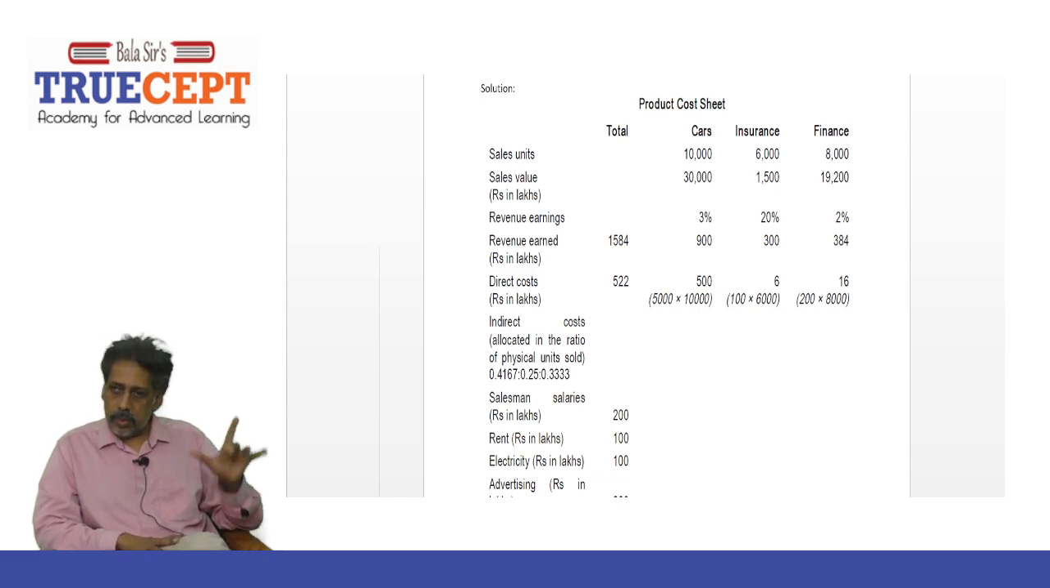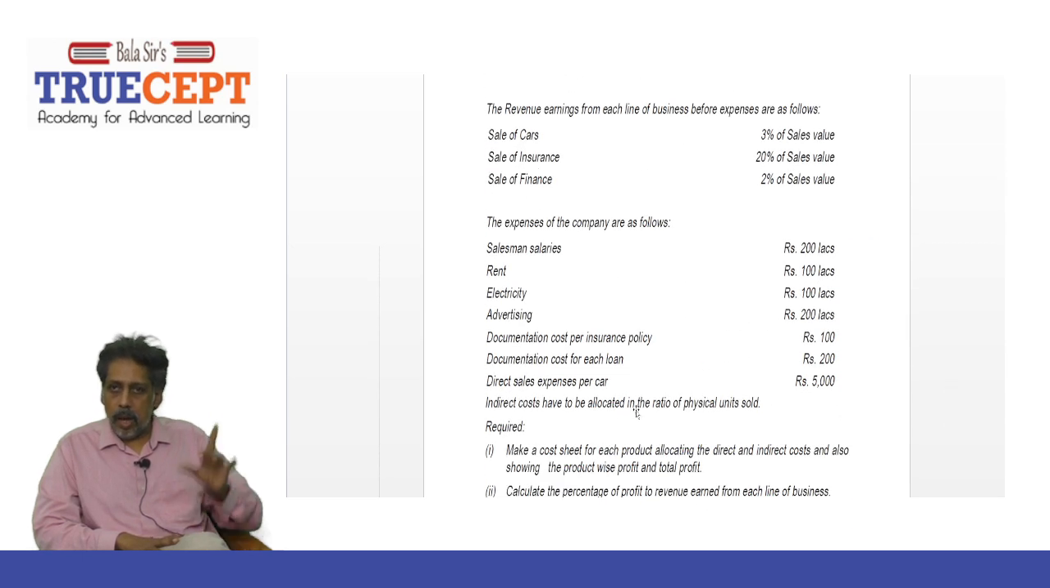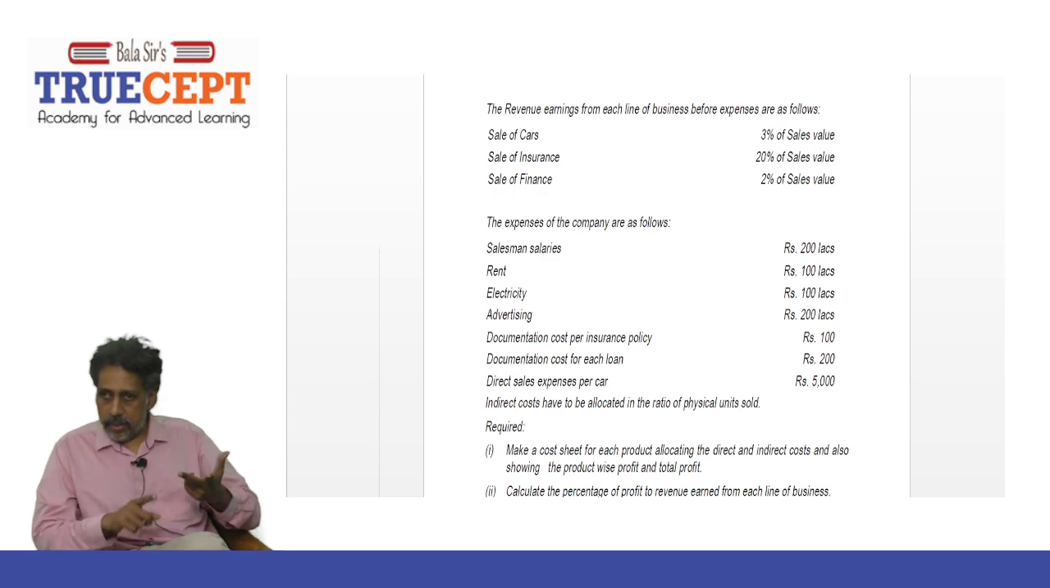Got it? Yes, sir. Next, less direct cost. 500 for car, which is 5,000 rupees per car into 10,000. Basically, you are paying some salesman commission, I suppose. The direct expense, what is given? Direct sales expenses per car is 5,000. It's given in the question: 5,000 rupees per car into 10,000 cars.